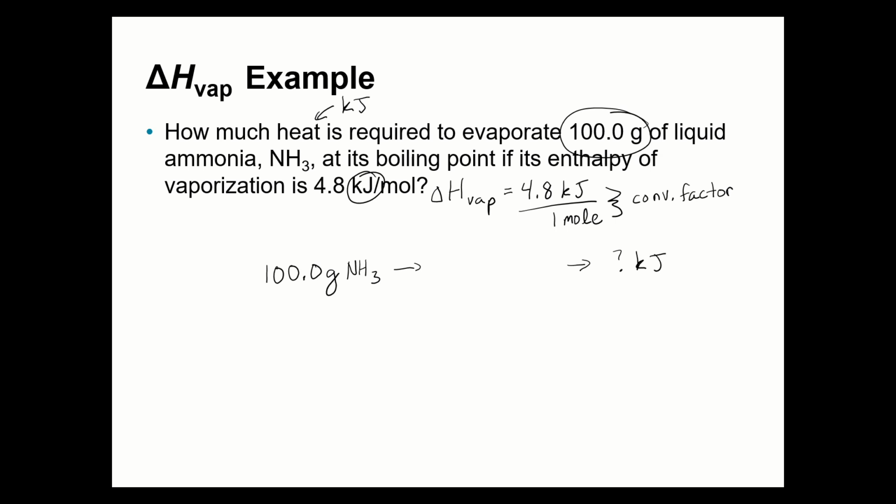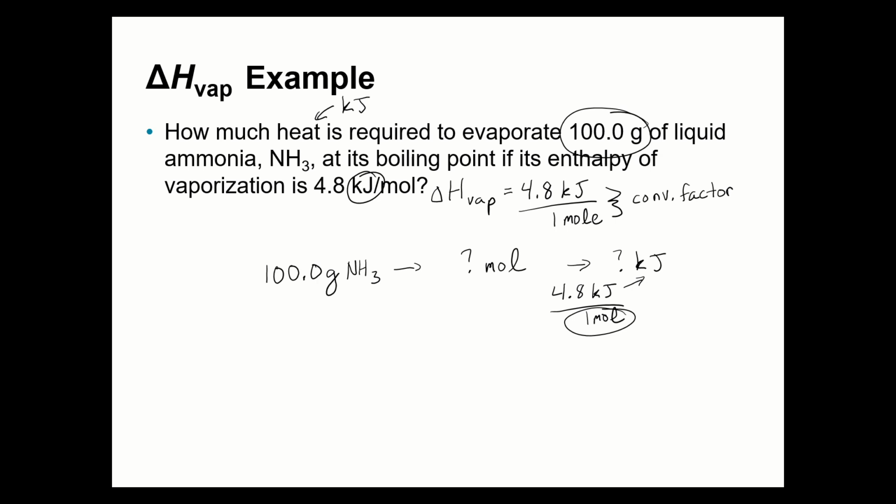Okay, so that heat of vaporization has kilojoules in the conversion factor, which means that we're going to want to use that as the last step in our dimensional analysis, which means that it tells us what the prior step must be, right? If we have kilojoules in the conversion factor that match our target, what we're looking for, then that means that we must start out with moles in order to use that conversion factor.